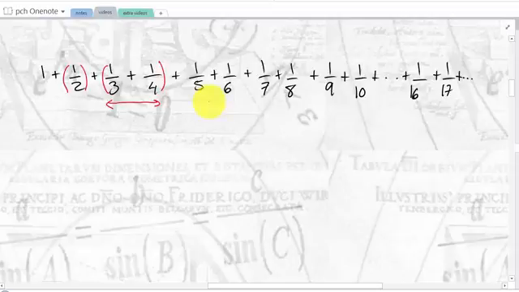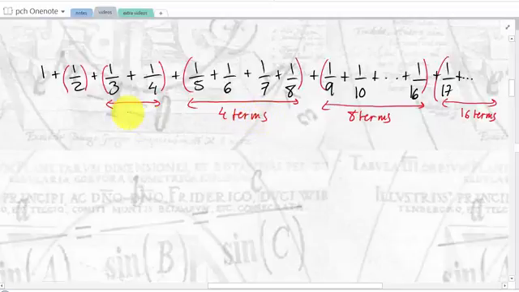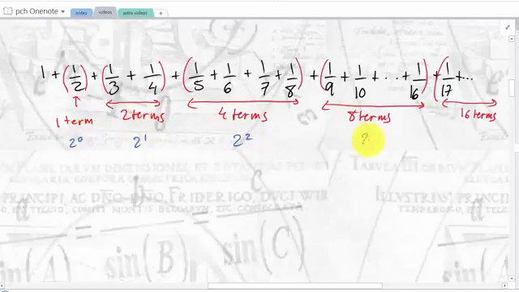The next grouping will take 4 terms. The next one will take 8 terms. The next one will take, did you guess? 16 terms. 16 terms here, 8 terms here, 4 terms here, 2 and 1. Right here, this is just 1 term. Okay? So you guessed what's going on here. 1 is 2 to the 0, 2 is 2 to the 1, 2 to the 2, 2 to the 3rd power, 2 to the 4th power, and on and on and on.